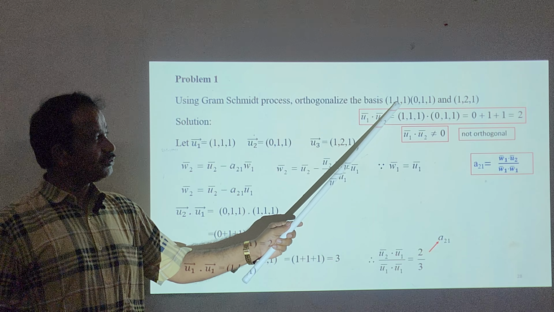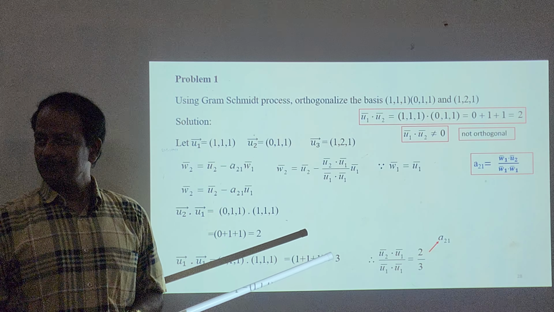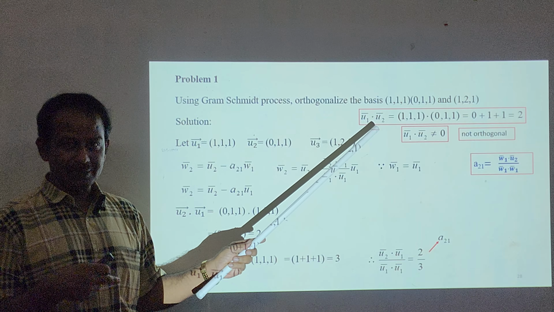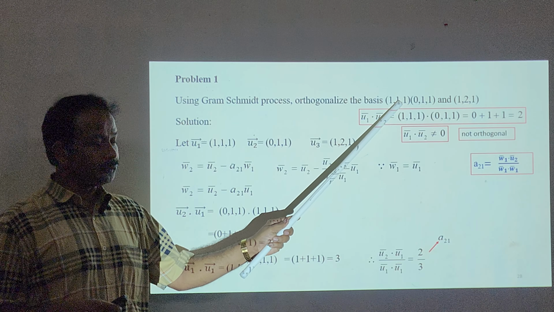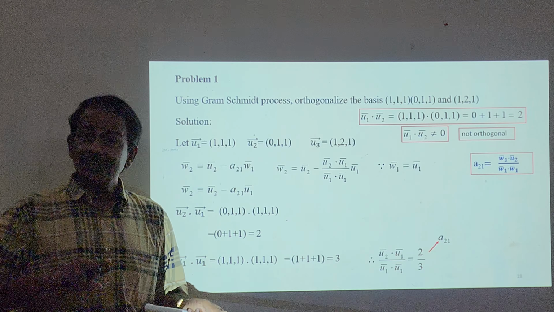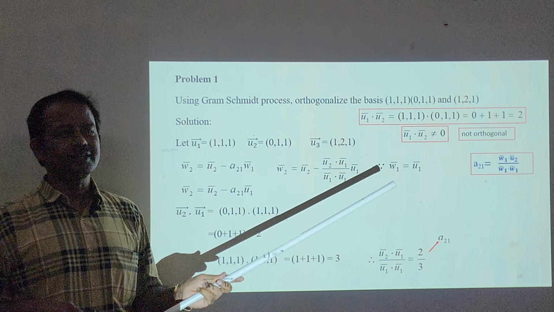Now this vector is u1, this is u2 and this is u3. According to what we have learned so far in the Gram Schmidt process, they are not orthogonal to each other. We will check whether they are orthogonal to each other or not.